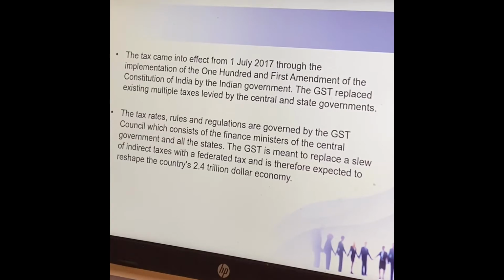The tax came into effect from 1st July 2017 through the implementation of the 101st Amendment of the Constitution of India by the Indian government. The GST replaced existing multiple taxes levied by the central and state governments. The tax rates, rules, and regulations are governed by the GST Council, which consists of finance ministers of the central government and all the states. The GST is meant to replace a slew of indirect taxes with a federated tax and is therefore expected to reshape the country's $2.4 trillion economy.